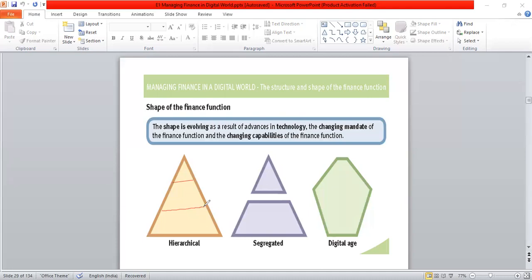But we see that the shape has now changed. So there is a split in this, there is a segregation. We see at this point, at the top we see the top management, then in between there is a segregation, there is a party division kind of thing. It's basically two different things that have happened.